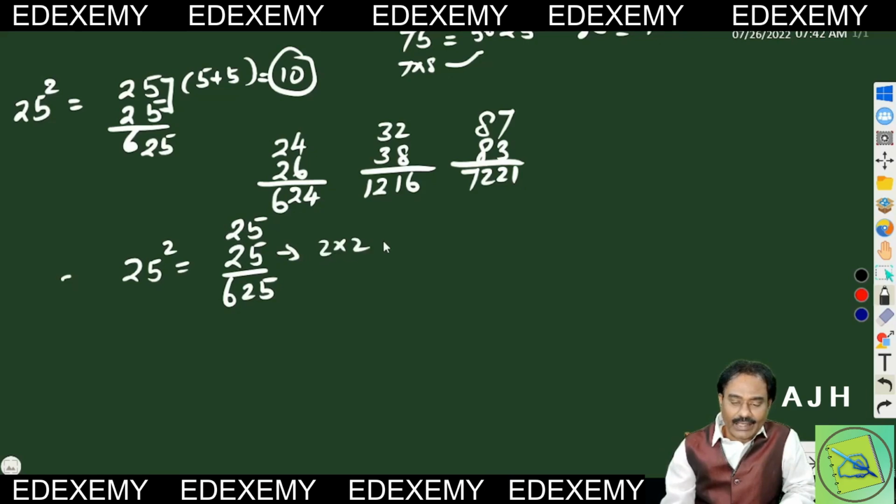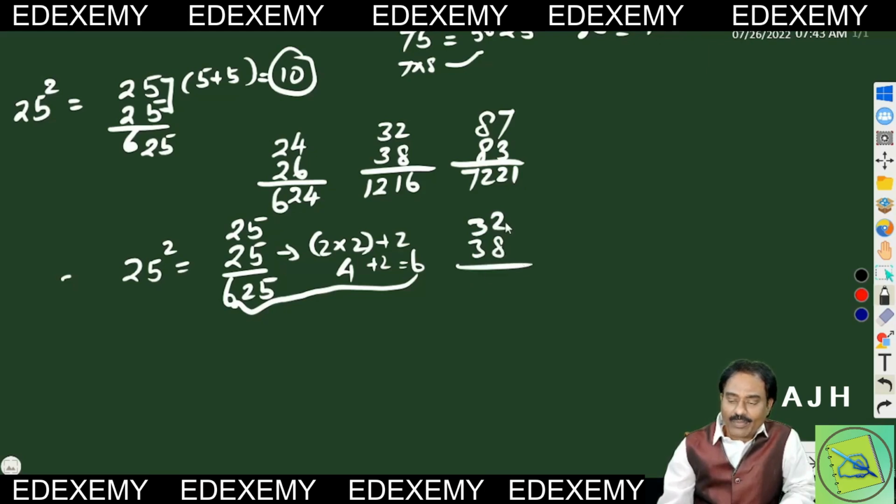Now the tens digit: you multiply 2 into 2, both the tens digits, and you add the first tens digit. In the top number you have 2. Therefore 2 into 2 plus 2, the value is 6. That 6 is here. What is the use of knowing this pattern? We will see. Now suppose 32 into 38. 8 into 2 is 16. No change in that. Here 3 into 3 plus 3.